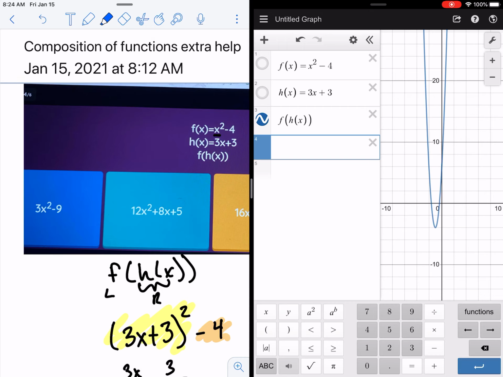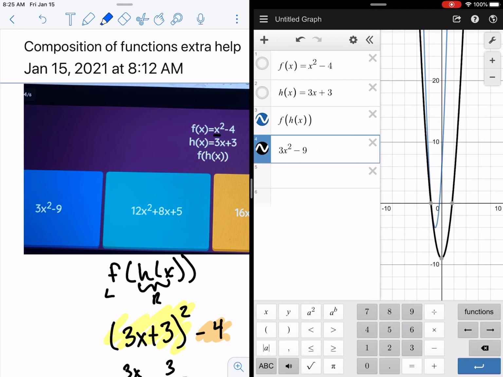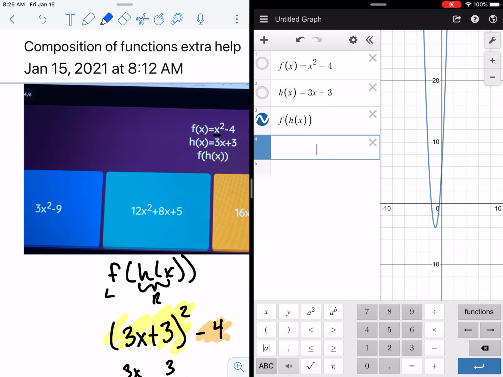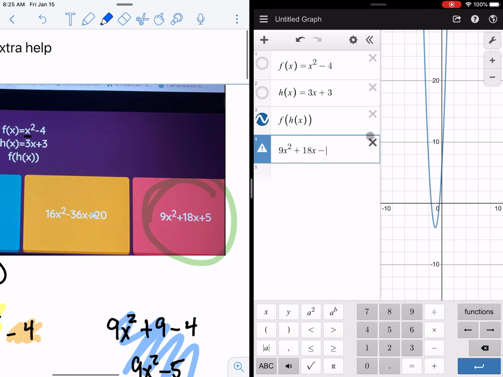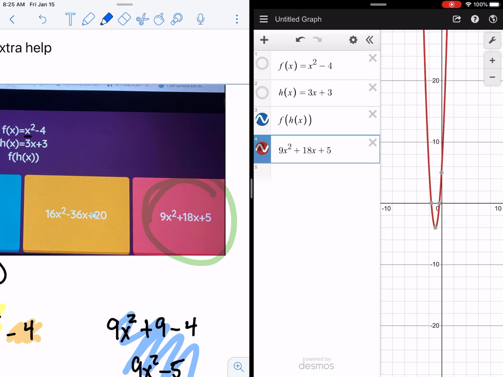I think I left off 3x squared. Oops. 3x squared minus 9. Again, they intersect, but it does not cover. And then the answer we got was 9x squared plus 18x minus, whoops. Again, make sure you type it correctly. And you can see the blue and the red overlap each other, producing only one graph.